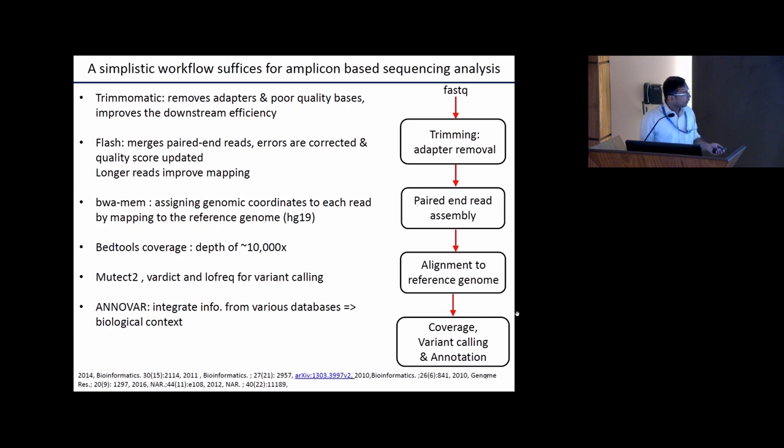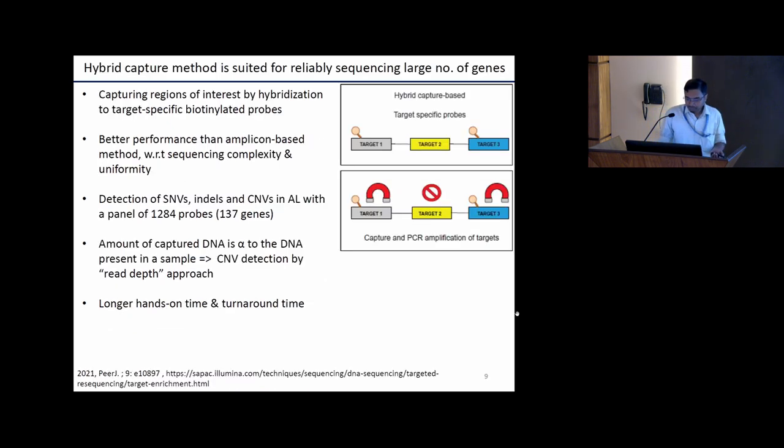And these variants are then annotated. What it does is it integrates information from various databases to give a biological context to these variants. Right? But most of the sequencing methods which are used to scale to analyze a large set of genes actually use hybrid capture based assays, right?